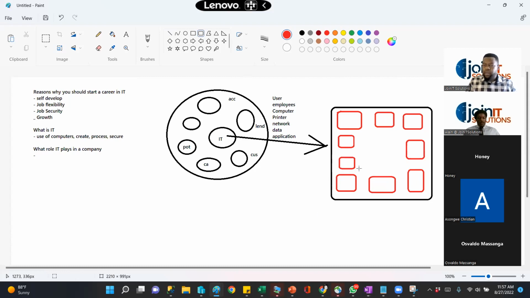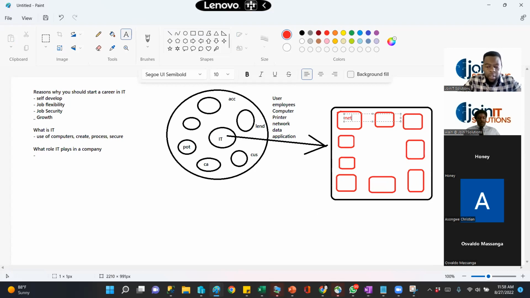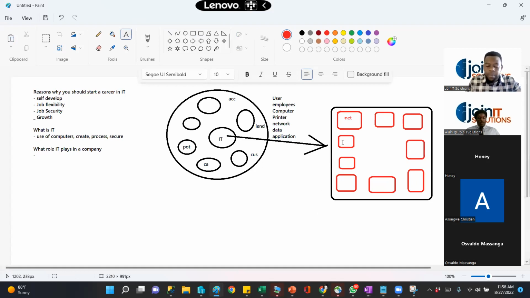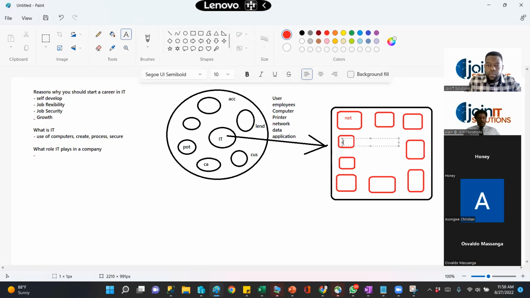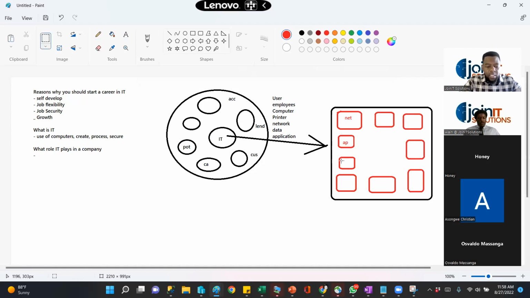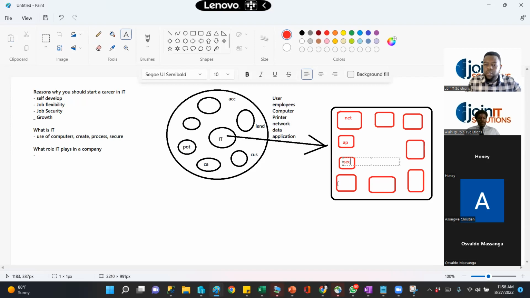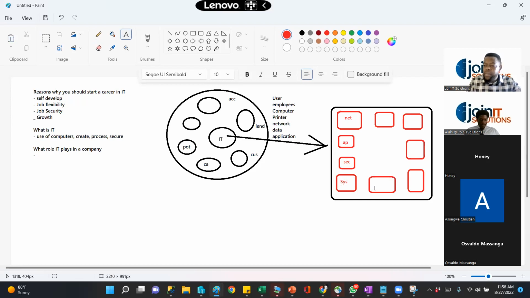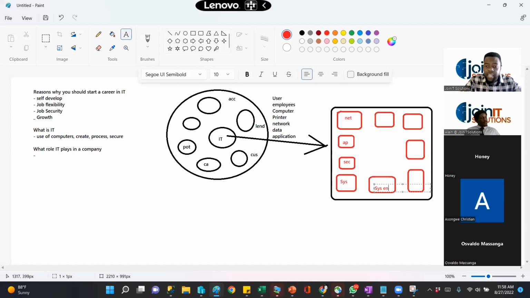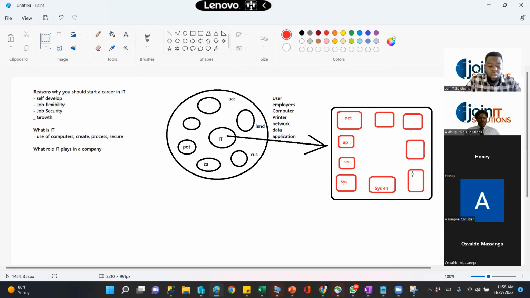So let us start. You can have a team within the IT department that is just in charge of networking. You can have a team in the IT department that is in charge of application development. A team can be in charge of cybersecurity. A team can be in charge of system administration. A team can be in charge of system engineers. A team can be made up of storage engineers.